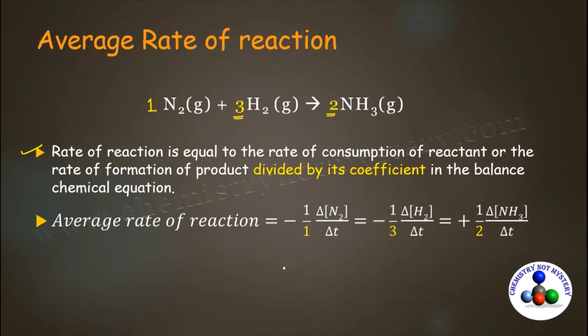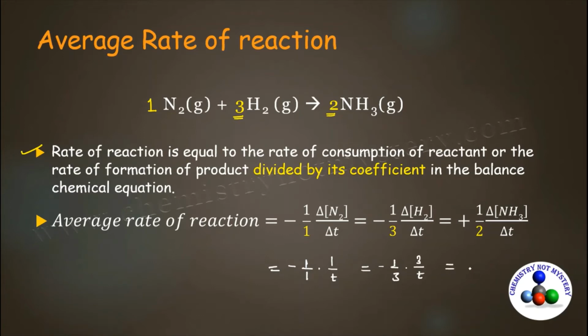First check in terms of nitrogen. In case of nitrogen, 1 upon 1 multiplied by the change in concentration of nitrogen in a given period of time. So here we know only 1 mole of nitrogen is consumed in a given period of time. Similarly, in case of hydrogen, first write minus 1 by 3. How many moles of hydrogen get consumed in a given period of time? There are 3 moles of hydrogen consumed in a given period of time.